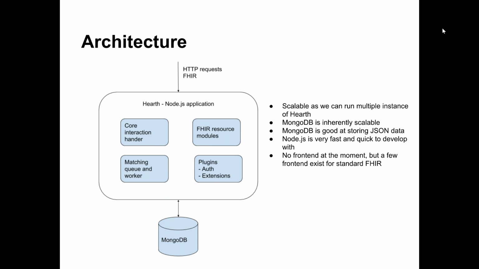So it makes HEARTH quite extensible. So you can do some interesting things if you have some logic you need to run when receiving a certain kind of resource. For example, maybe when you receive a patient resource, you need to do something specific, or make a call to another system, or do some checks or validation for your particular implementation. That sort of thing can hook into FHIR resource modules.